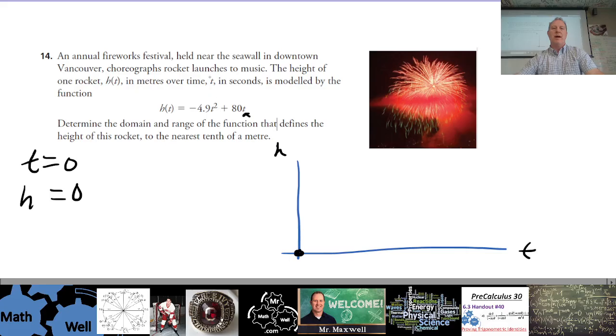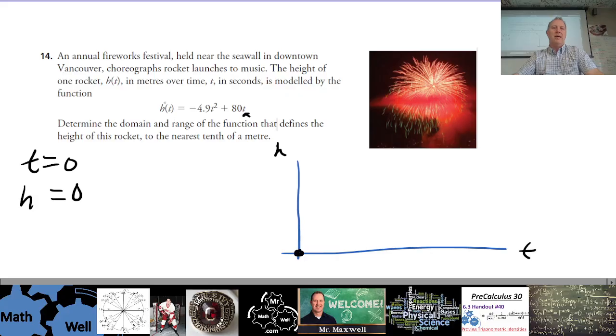So number 14, we have rockets being launched at a festival, whether they're fireworks or whatever. We're proposing that this is a projectile that goes up and then comes back down. It's modeled by this function right here. H of t is negative 4.9 t squared plus 80 times t.